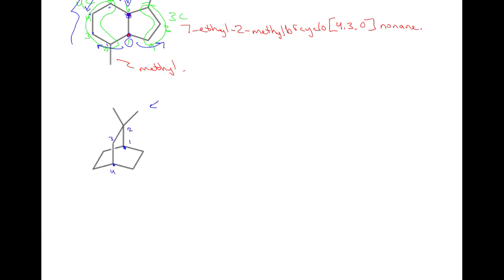And then for the other 2 rings, it doesn't really matter which way I go. I mean, I could go 5, 6, 7, 8, or I could have gone the other way because there's no discernment between those 2 bridges. They're identical. So how would I name this compound? Well, I have a 2,2-dimethyl, so I'm going to put 2,2-dimethyl.